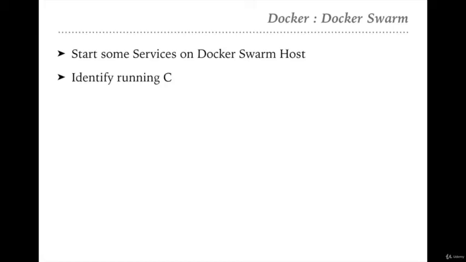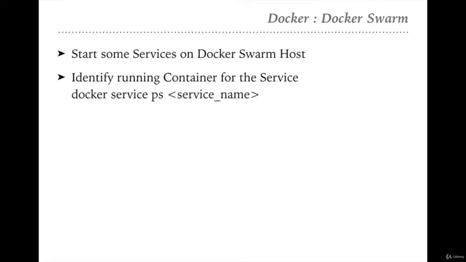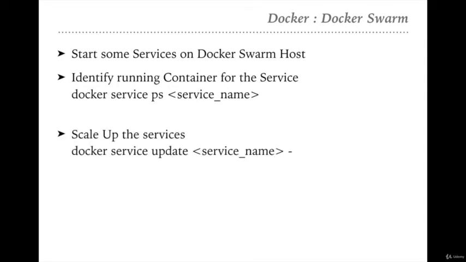So we have seen how we can start the Docker services, right? We have already discussed how we can identify the running container for a service, right? Now we will see how we can scale up the services, right? So to scale up the services, we need to execute a command docker service update. Then we need to define the service name. Then we need to define the replicas, how many replicas we want to create, right?